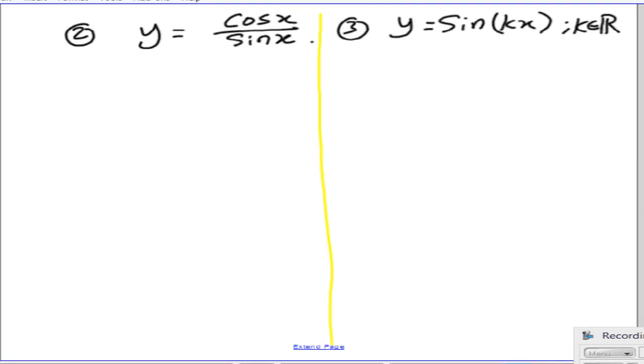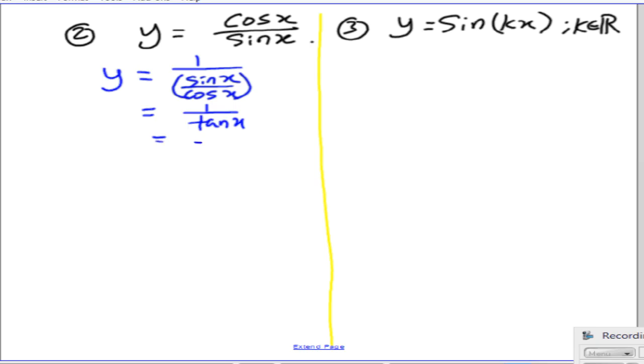What about y equal to cosine x over sine x? Well, this can be rewritten as 1 over sine x over cosine x. Now, what is this? Well, this is 1 over tangent x. 1 over tangent x can be written as tangent x raised to the power of -1.